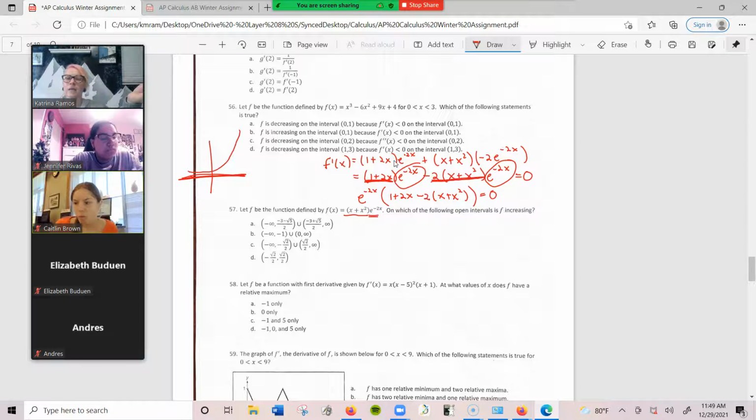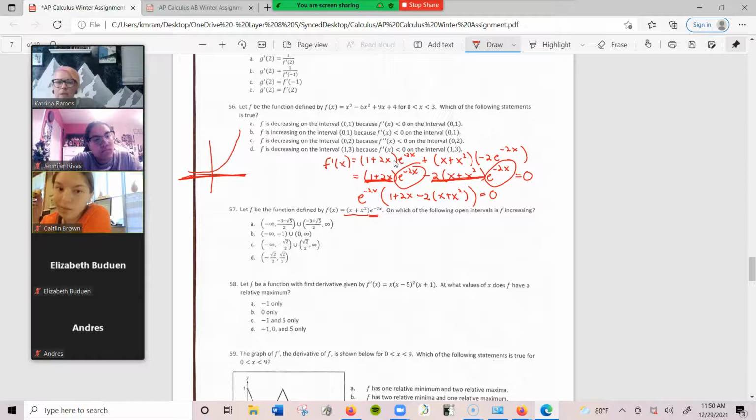If you plug in any negative number into e to the negative 2x, you're going to have e raised to a positive exponent. If you plug in 0, anything raised to an exponent of 0 is going to be 1. And if you plug in any positive number, it would be e raised to a negative exponent, which turns it into 1 over e raised to that exponent, so it would just be a fraction. So it never equals 0. Is that part okay? Okay.